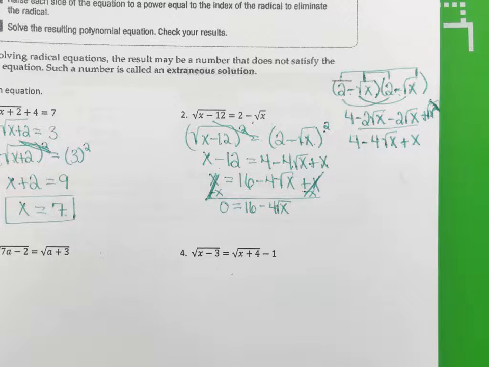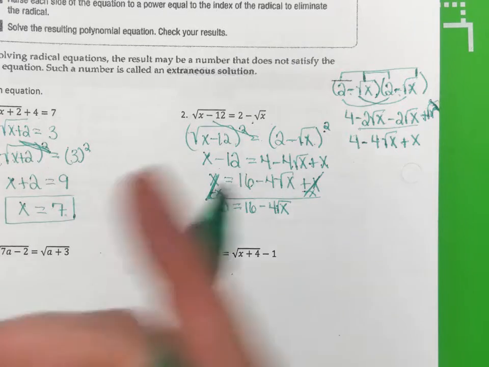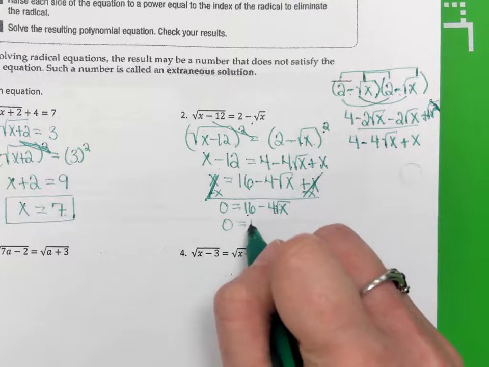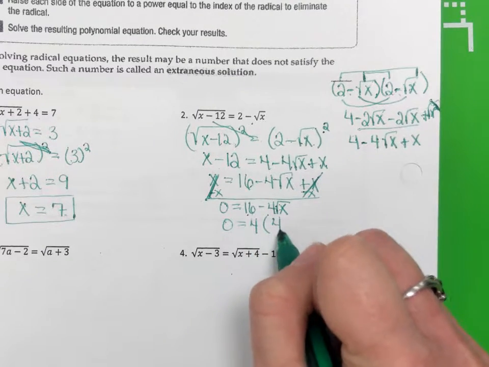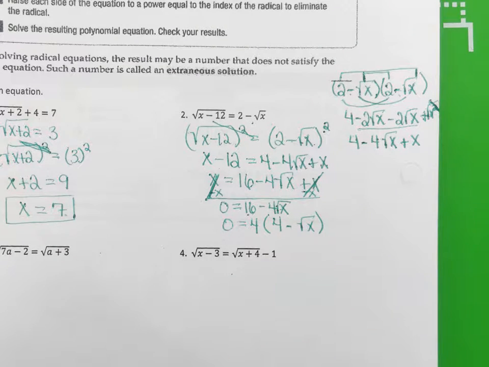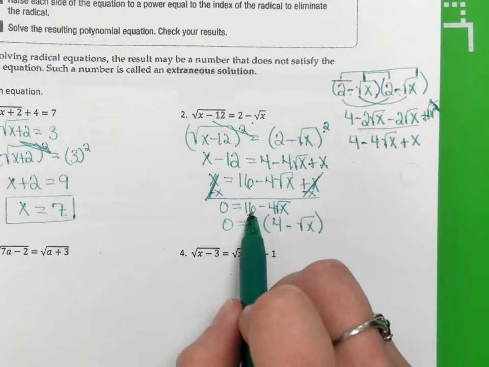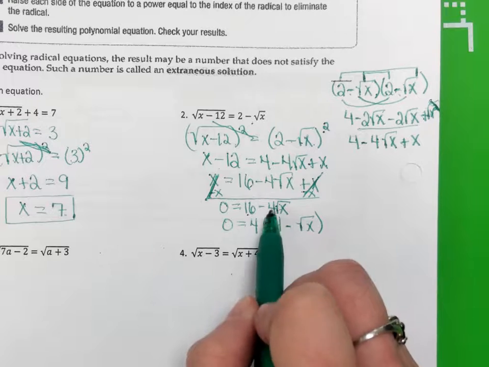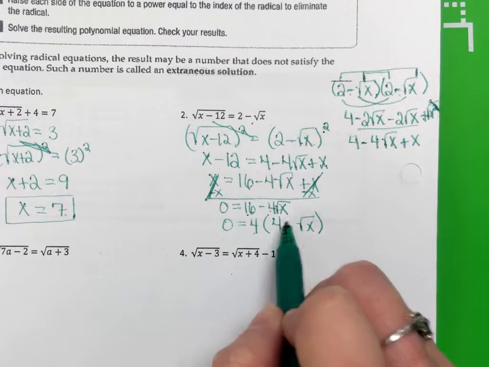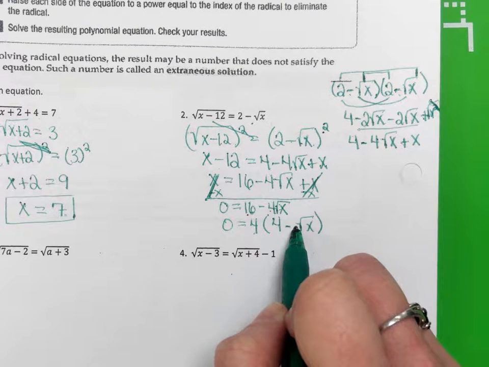But I can do something with them. What, Scotty? You can factor out a 4. Very good. These two have a 4 in common. So that'll leave me with 4 minus square root of x. These have a 4 in common, so I took out a 4. 16 divided by 4 is 4. 4 divided by 4 is 1. Yes. GCF.